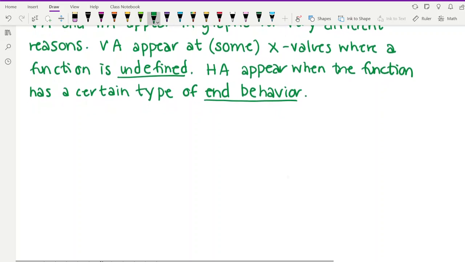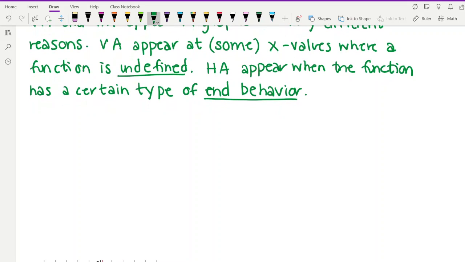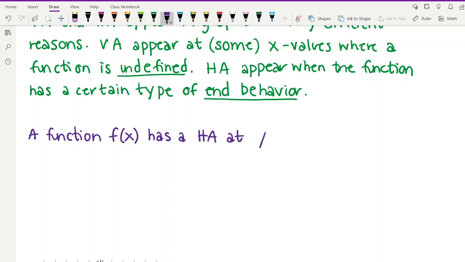Okay, so what do I mean by that? Well, first of all, remember end behavior was that thing where we talk about as x approaches infinity or as x approaches negative infinity, what happens to f of x. And so I'm going to write down the definition of where a horizontal asymptote appears, and then we'll look at some examples. So a function f of x has a horizontal asymptote at a y value of a.